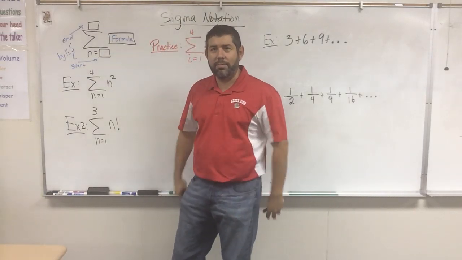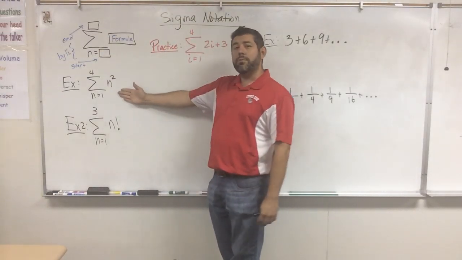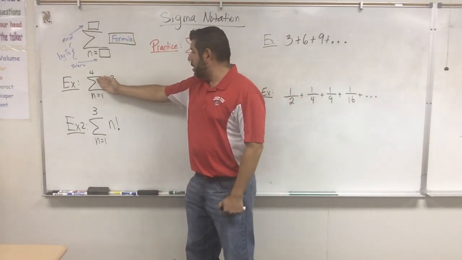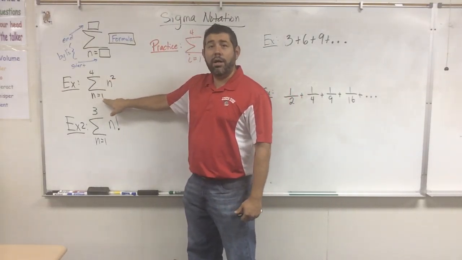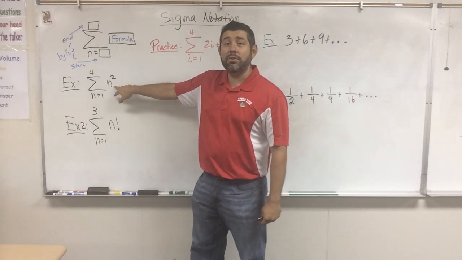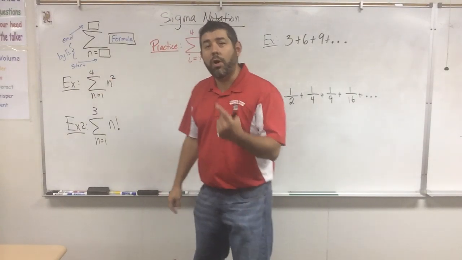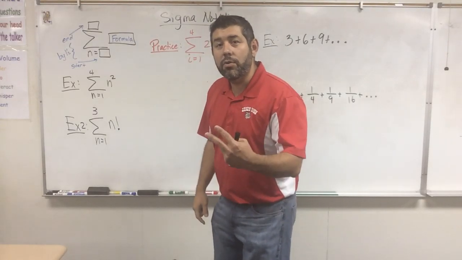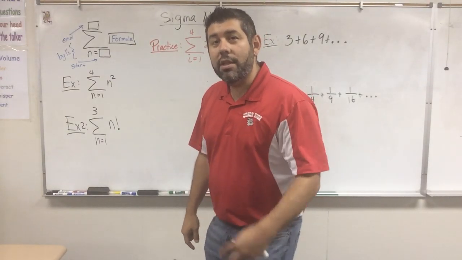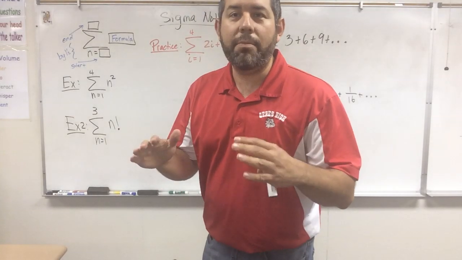So let me show you a couple of examples of how that works. Here's my first one. I have sigma, n equals 1, and my formula inside is n squared. This says to go from n equals 1 to 4. So I'm going to start at 1, then go to 2, then 3, then 4, and then I'm going to stop.